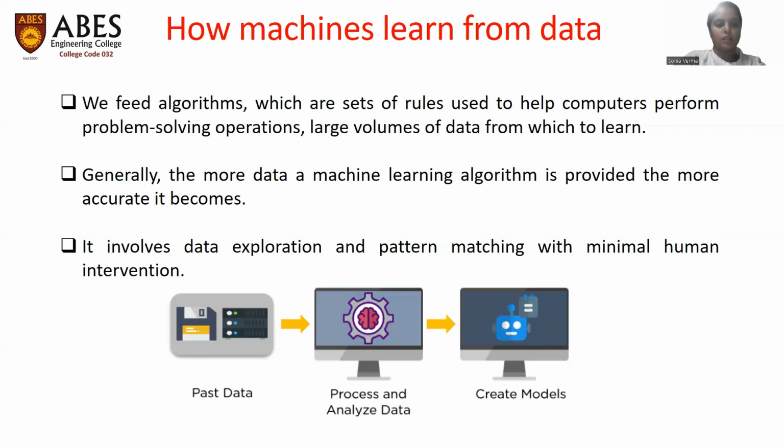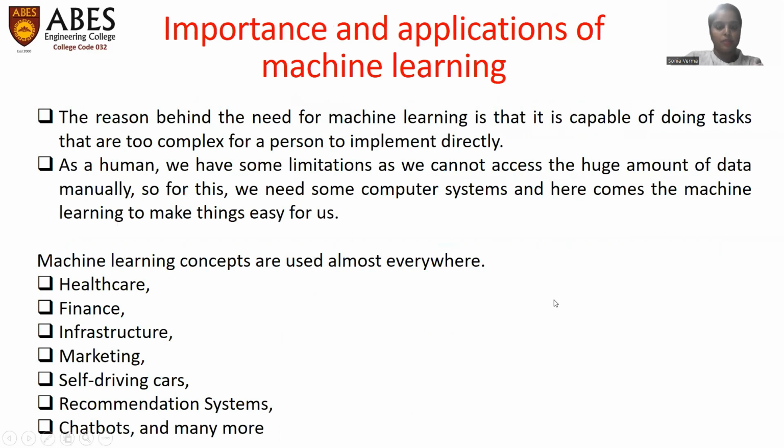Now the next point comes: it involves data exploration and pattern matching with minimal human intervention. In the following figure, you can see that there is past data and we have this process. We process and analyze the data, which means it will analyze what kind of data it is. And on that data, we will create some model, and according to that model only, the machine will learn.